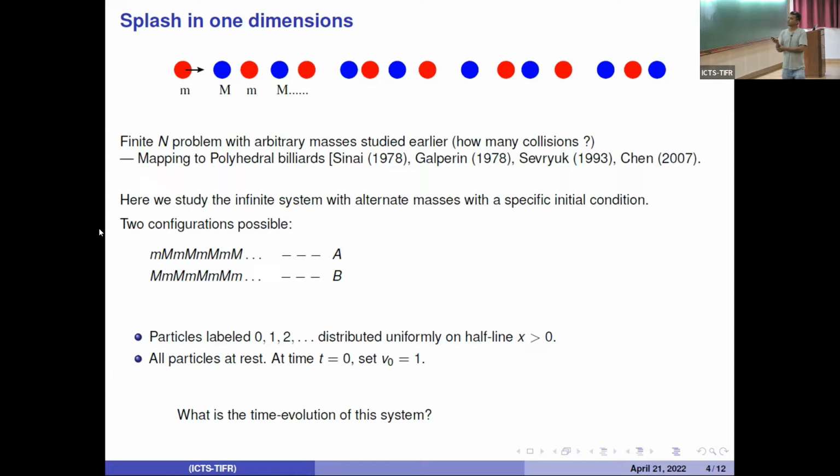You can see that there can be two arrangements. You start with a small mass or you start with a capital mass, and this actually makes some difference. These particles are labeled 0, 1, 2, and so on, and this is the initial condition. The dynamics is very simple. They just move at constant speed. When they collide, there's an elastic collision, which conserves energy and momentum.